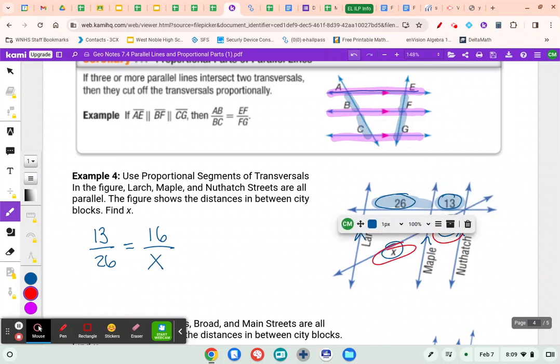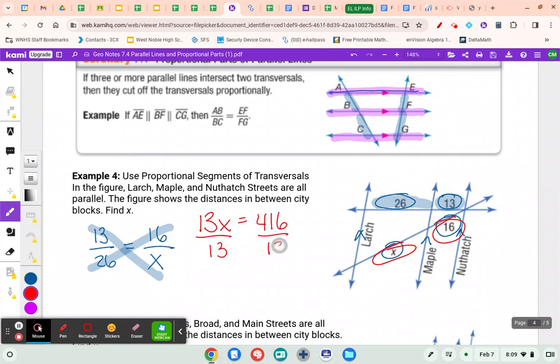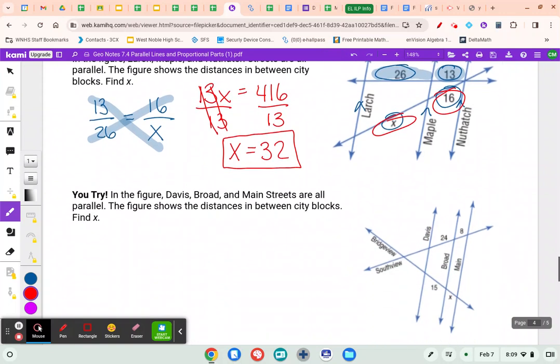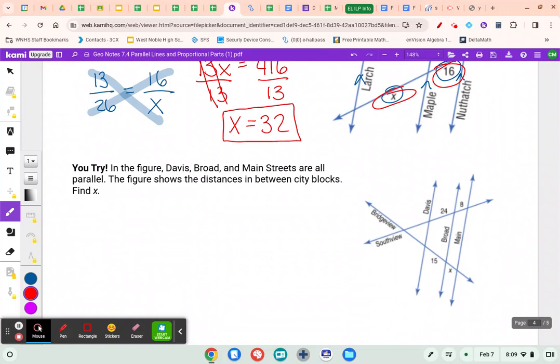Okay? Cross multiply to solve, have a calculator available. You get 13x equals 416. Divide by 13, x equals 32. Okay? We knew it had to be bigger because 16 is bigger than 13, so it has to be bigger than 26. And we got 32. All right, pause the video. You guys try this.